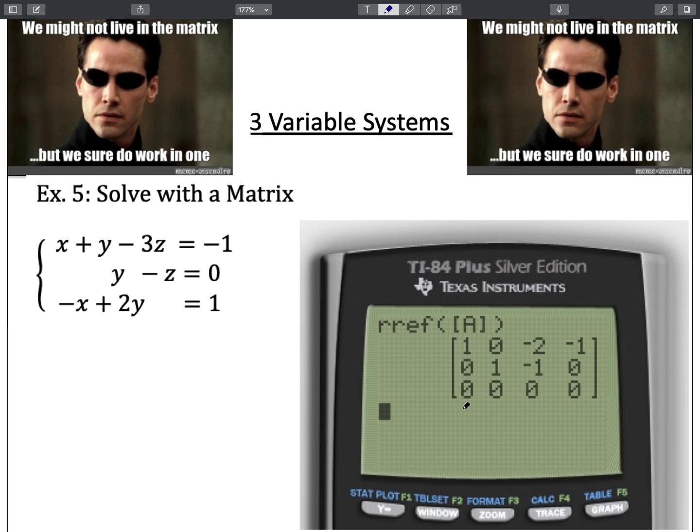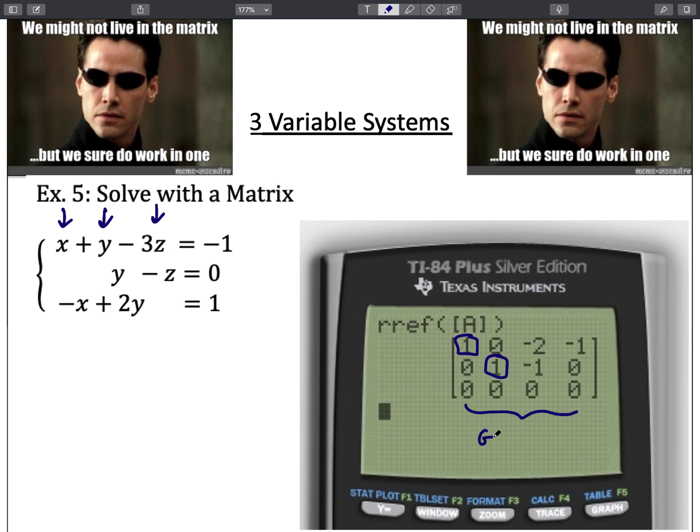If you do this one, you'll notice that the first column's got x's. So this is where x would be. The second column is y's, so you have it there. And then for the third one, you're supposed to have z's. But if you look at it, you'll see that there's nothing there. But we do have an entire row of zeros.